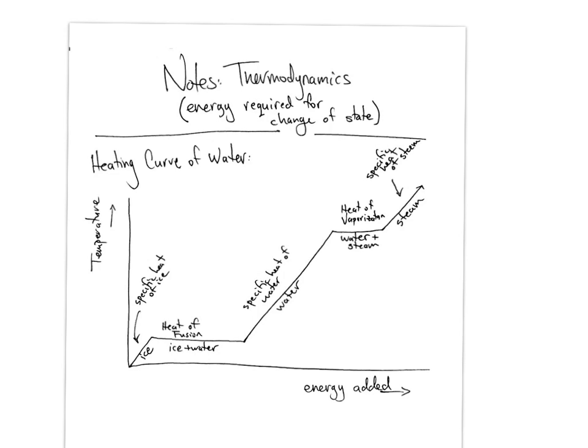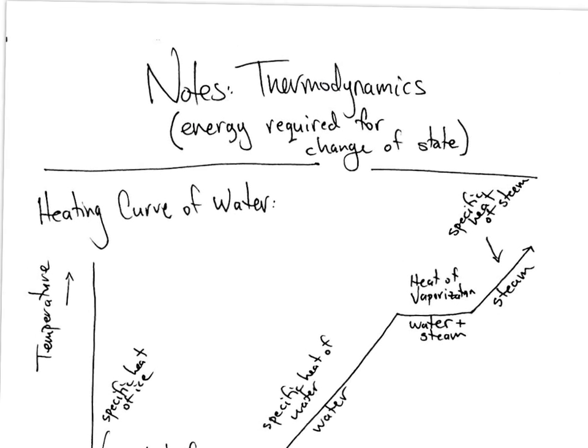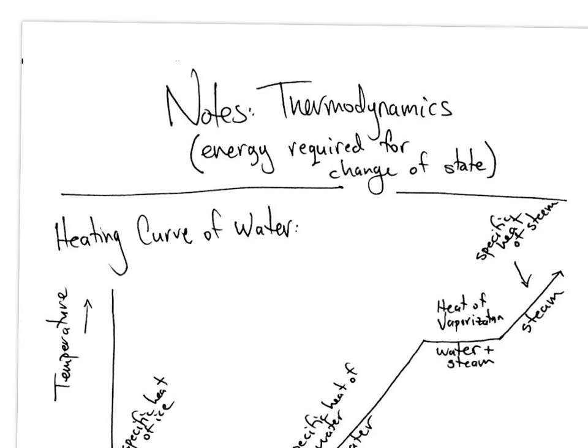Okay, here we go with a lesson. This is thermodynamics part 4, and we're going to talk about what happens when the state is changing, so from liquid to gas, gas to solid, something like that, and how much heat is required.